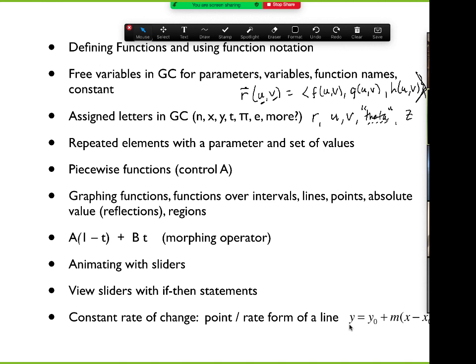Okay, so I promised you 3 things here. So let's talk about repeated elements, piecewise functions, and I'll give you one more example of the morphing operator just to get it into the forefront of your thinking. This morphing operator is super helpful in building animations. Any questions on this list? Or comments, observations?